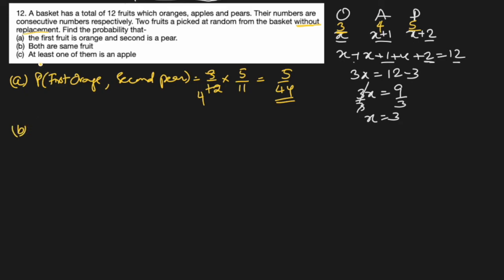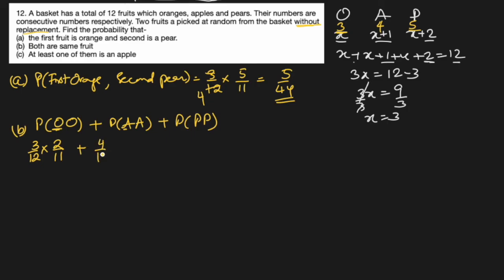B. Both are the same fruits. So basically probability of orange or probability of apple or probability of pear. These are 3 possibilities where the fruits are the same. So what is the probability of first orange? We just wrote it earlier, 3 over 12. Second orange, because the orange is out, so 2 oranges are left out of total 11 fruits. Next, apple. There are 4 apples, so 4 out of 12, and because an apple is out, 3 out of 11. And pear, 5 over 12, 4 over 11.